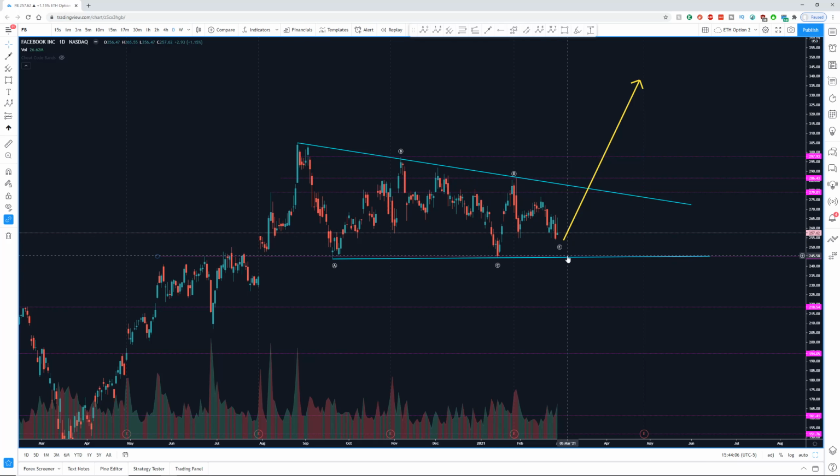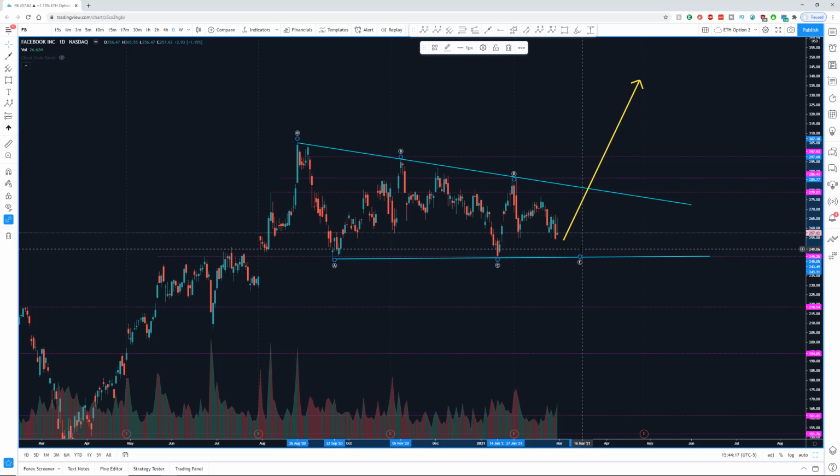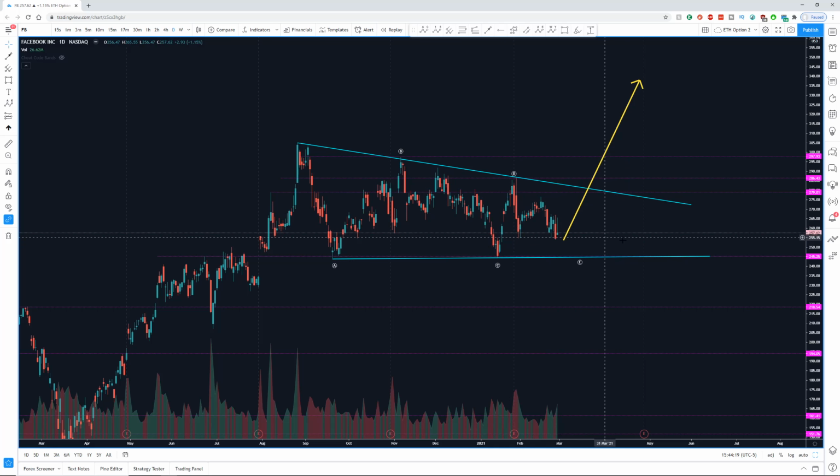So I think this is option number 1 right here, that our 3rd wave was put into this peak right here, this whole A, B, C, D, E structure, and the E might not be in yet. It might come a bit lower or a bit further to the right here. But after this A, B, C, D, E structure, this would be the end of our 4th wave, and we'd push upwards for the 5th wave.